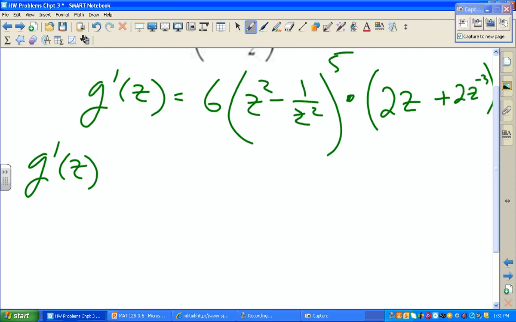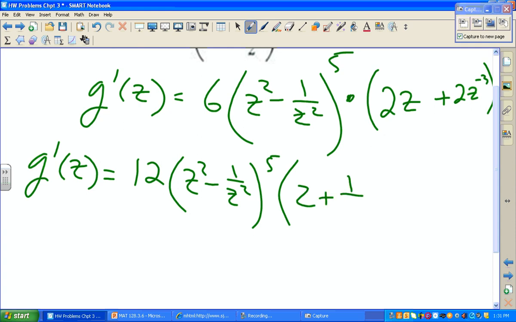G prime of z. Factor the 2 out, so I have a 2 times z squared minus 1 over z to the 5th, times z plus 1 over z cubed. Now, do you want to get a common denominator with the last one or just leave it? Well, that's what they have. Okay, we'll just leave it then.